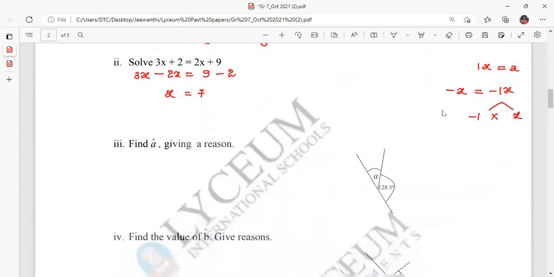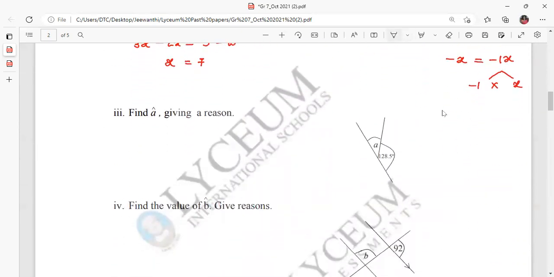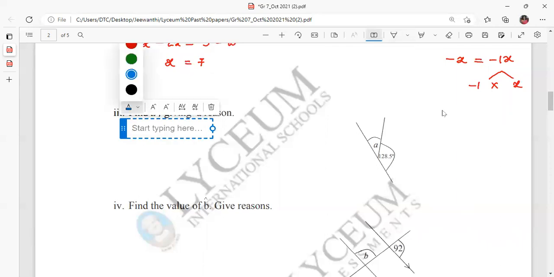Sorry about it. Okay, so then how can we write this? I will write it: A plus 128.5 equal to 180. What is the reason? Angles on a straight line. This is how you want to write it. You don't want to write that angles on a straight line add up to 180.